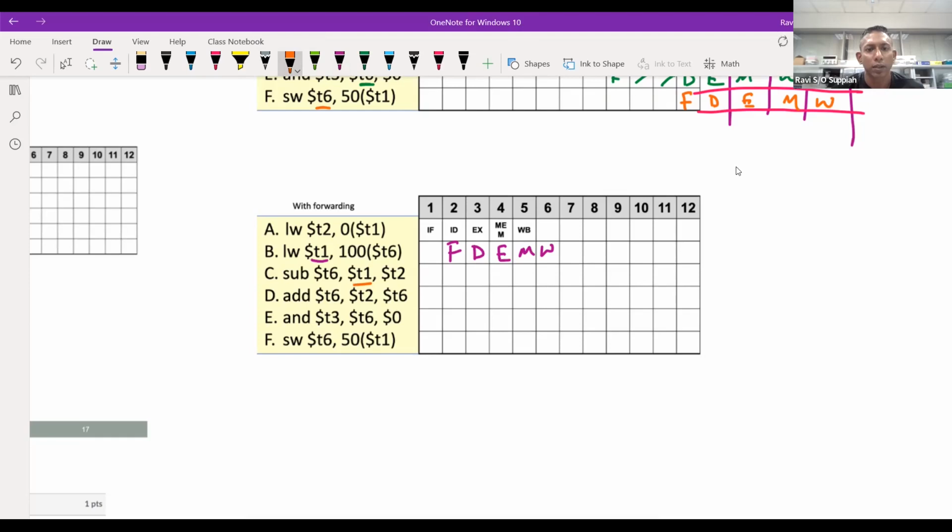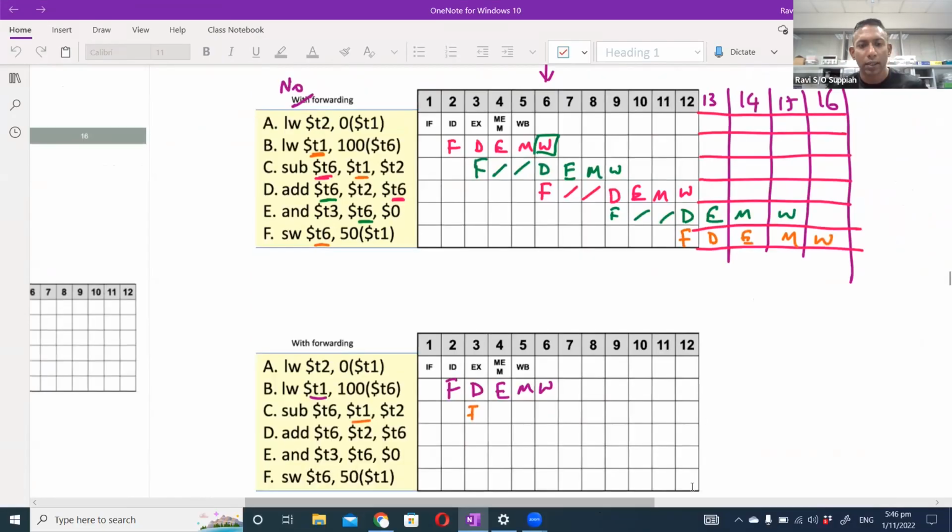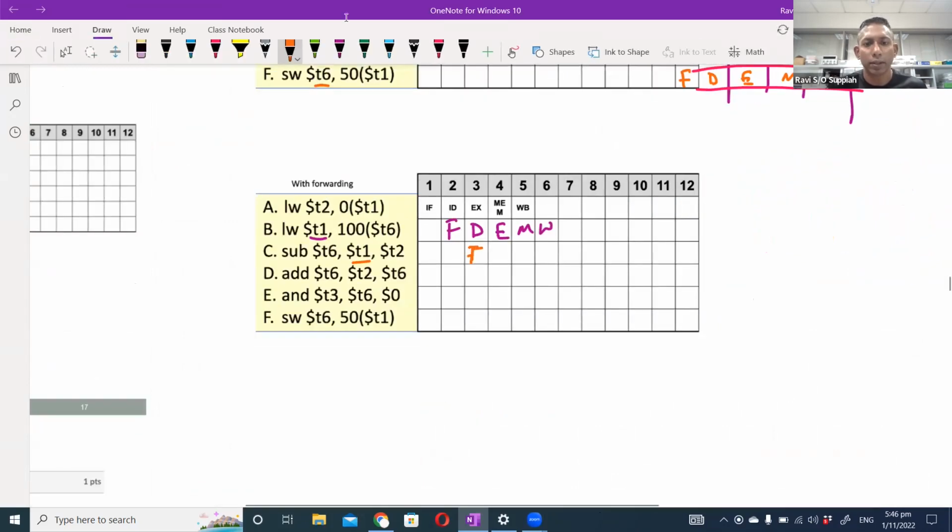When I fetch, we were looking at the forwarding option. So instruction C will fetch, decode. We know that the earlier instruction is a memory instruction, which means that the data is available after I complete the mem stage. Which means I have to do a stall over here.